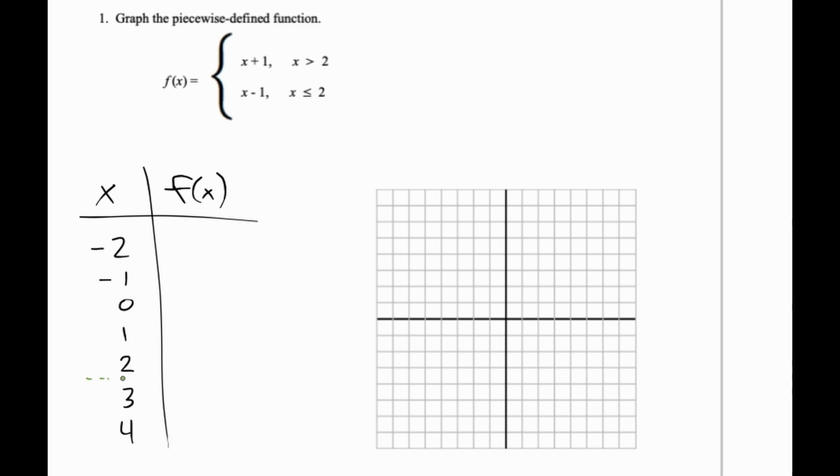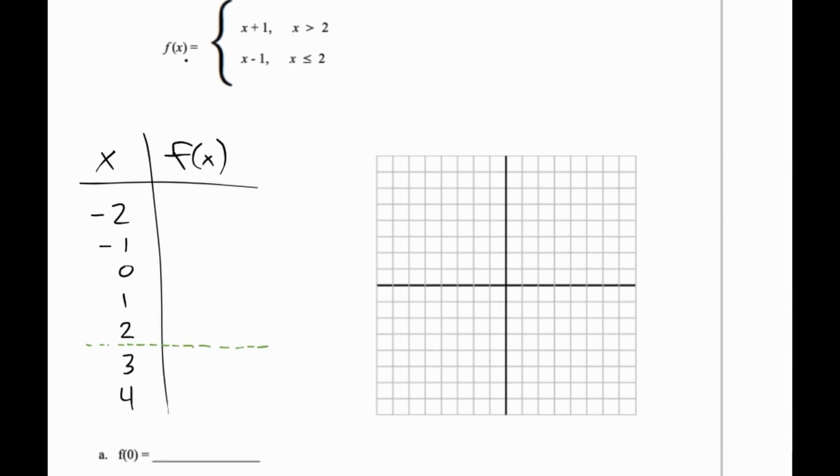So anywhere to the right of 2, we're going to follow the formula x plus 1 whenever x is greater than 2. If x is less than or equal to 2, we follow the formula x minus 1. So I'm just saying that those are the formulas that I would use for each of these. So we'll do -2 minus 1 here. Takes us to -3. -1 minus 1 is -2. 0 minus 1 is -1, and so on.